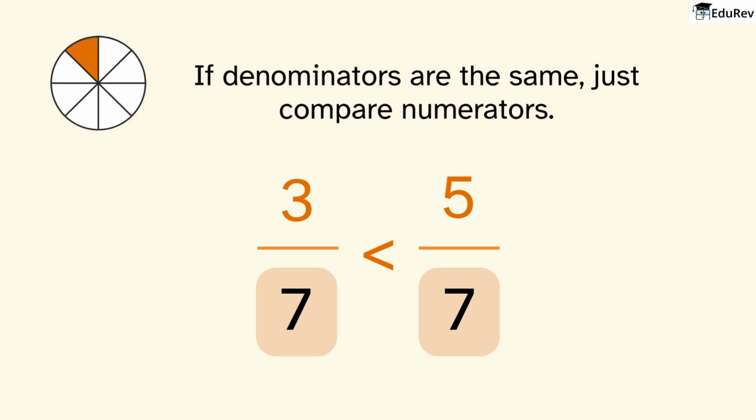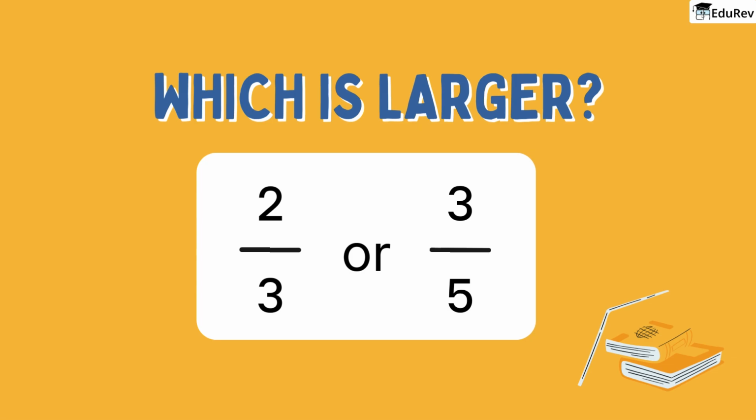If denominators are the same, just compare numerators. Example, 3/7 is less than 5/7 because 3 is smaller than 5. If denominators are different, first make them the same. Example, compare 2/3 and 3/5.